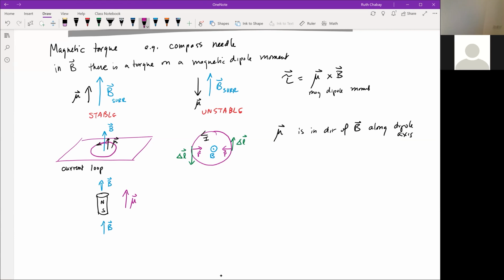Now for a current loop, remember that the magnitude of the magnetic dipole moment is just the current times the cross-sectional area. For a magnet, the magnetic dipole moment is the sum of all the atomic dipole moments.